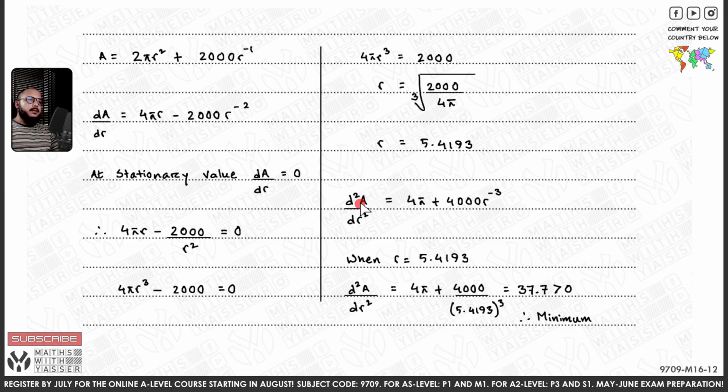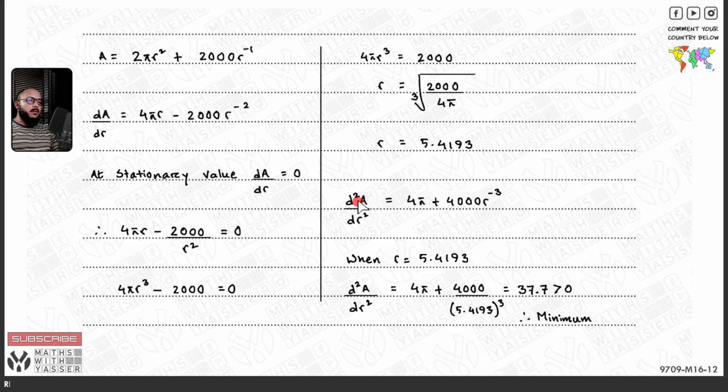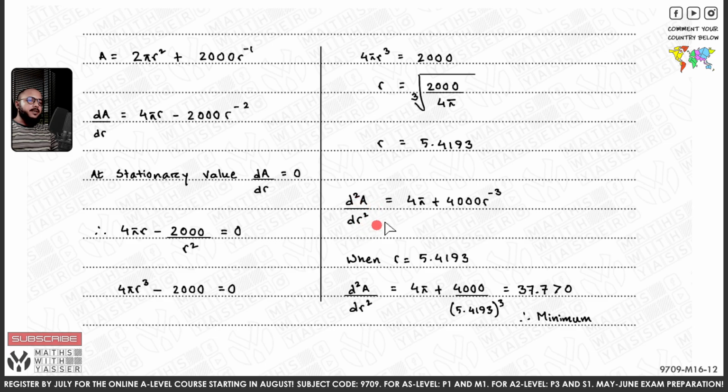Now let's find the second derivative, or double differentiation. So d square A by dr square is 4 pi. I'm differentiating this again. So this will be just 4 pi, and this will be negative 2 times negative 2000, which is positive 4000, r to the power negative 3. So when r is 5.4193, if we substitute this into the second derivative, we get 4 pi plus 4000 over 5.4193 to the power 3, which gives us 37.7. And since this is greater than 0, it is a minimum.